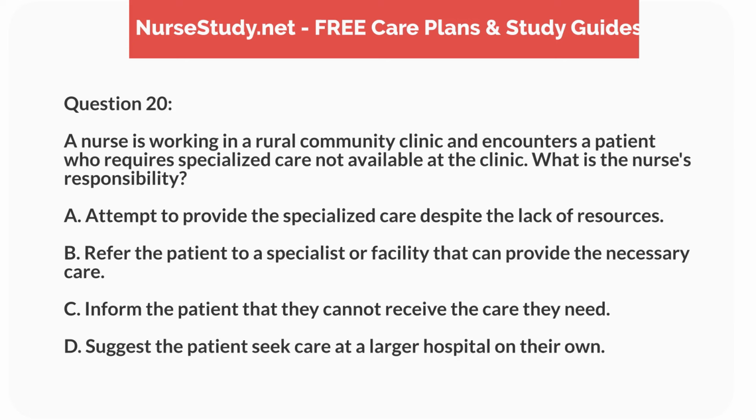Question 20. A nurse is working in a rural community clinic and encounters a patient who requires specialized care not available at the clinic. What is the nurse's responsibility? A. Attempt to provide the specialized care, despite the lack of resources. B. Refer the patient to a specialist or facility that can provide the necessary care. C. Inform the patient that they cannot receive the care they need. D. Suggest the patient seek care at a larger hospital on their own.